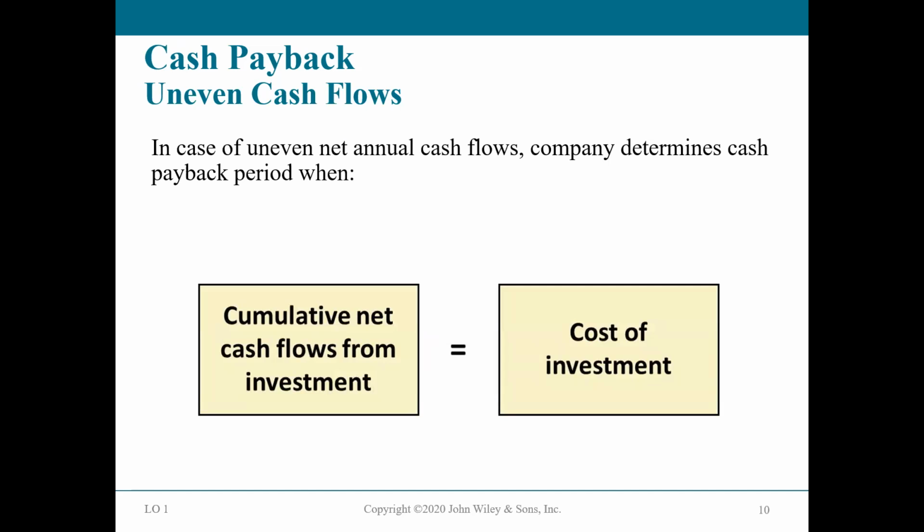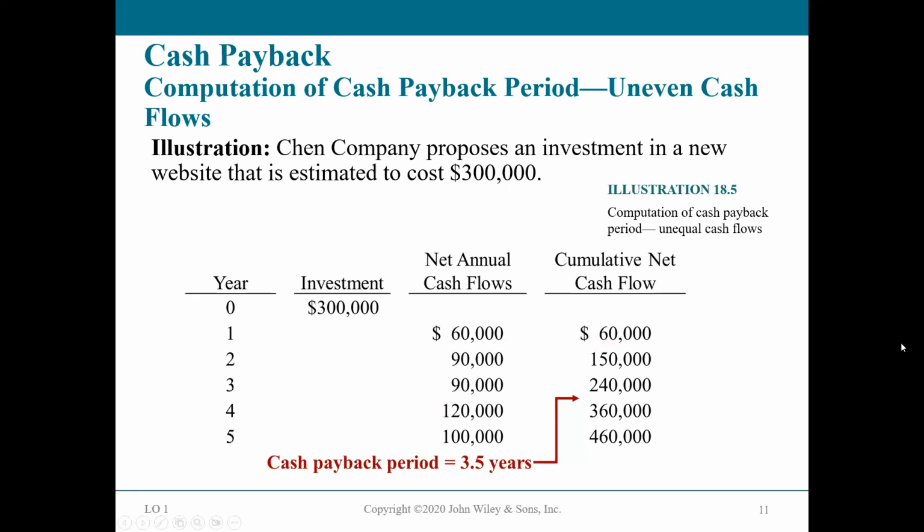Sometimes you have uneven cash flows though. So in the case of an uneven net annual cash flow, the company needs to determine the cash payback period when the cumulative net cash flow equals the cost of investment. So you set up your schedule a little different.